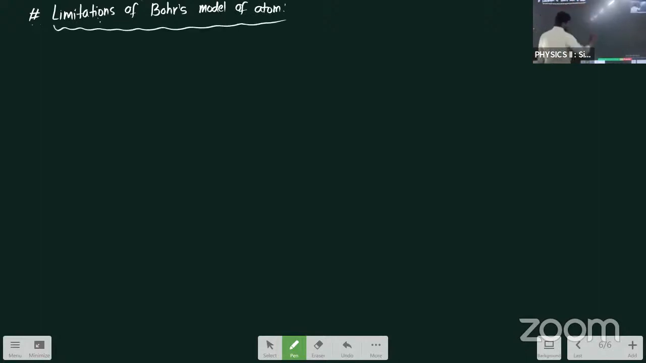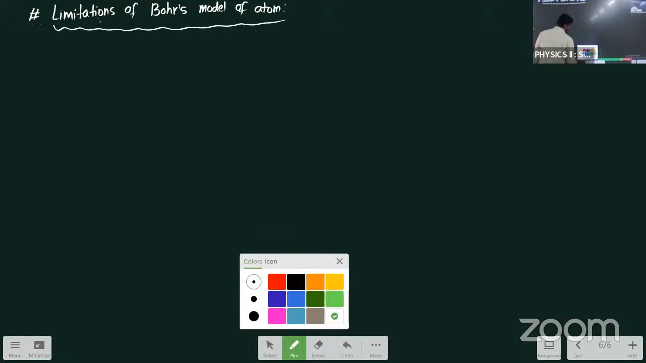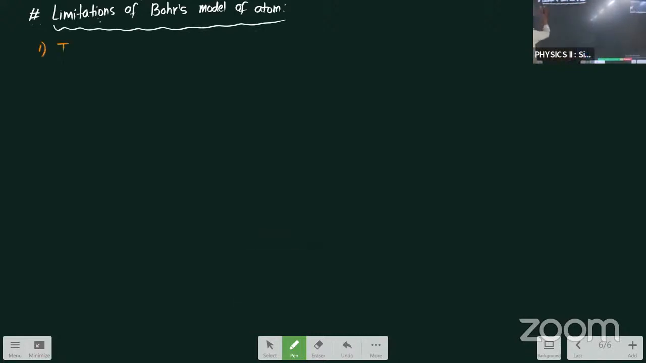So what are the limitations of Bohr's model of atom? The first limitation is it is applicable only for hydrogen-like atoms, that is, a one-electron system.